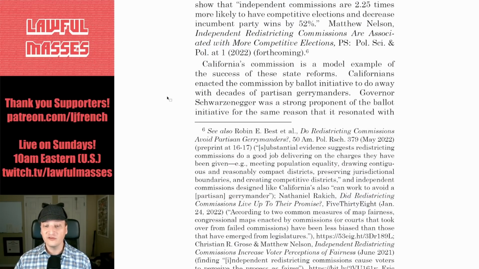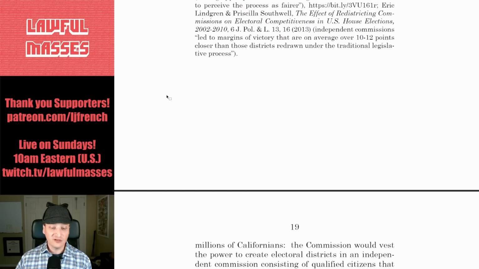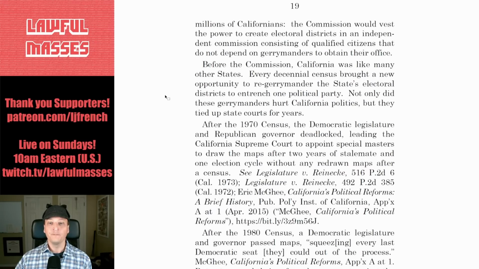Governor Schwarzenegger was a strong proponent of the ballot initiative for the same reason that it resonated with millions of Californians. The commission would vest the power to create electoral districts in an independent commission consisting of qualified citizens that do not depend on gerrymanders to obtain their office.